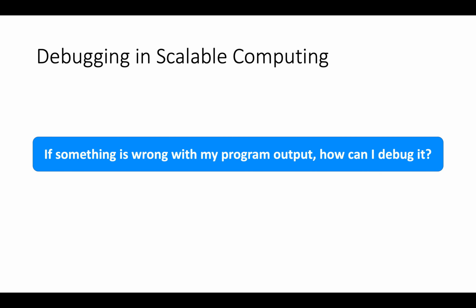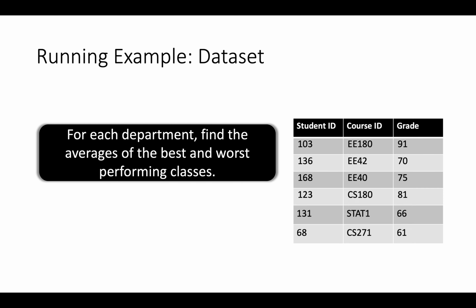Today's talk will be focusing on the well-established task of debugging in data-intensive scalable computing. More specifically, how can we debug program outputs that may look wrong or suspicious? To start off, let's consider a short example program.